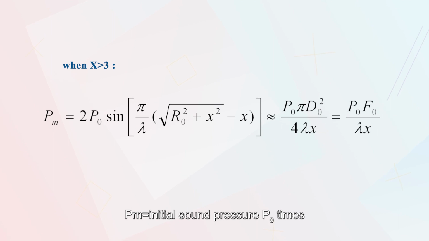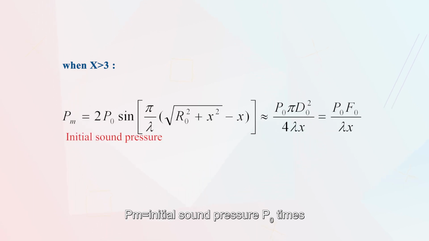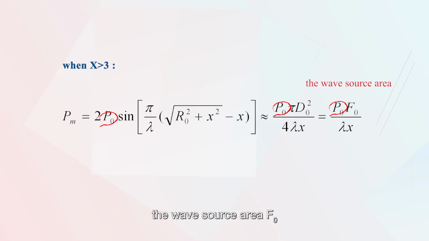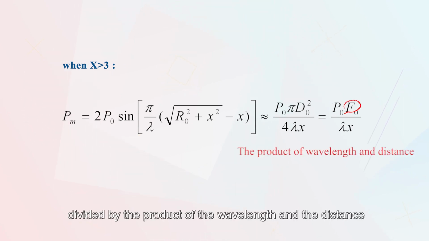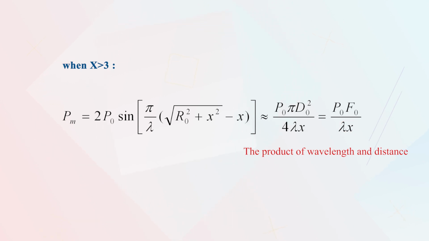Especially when the distance from the wave source is greater than 3N, the sound pressure amplitude expression can be approximately equal to Pm equals the initial sound pressure P0 times the wave source area F0, divided by the product of the wavelength and the distance.